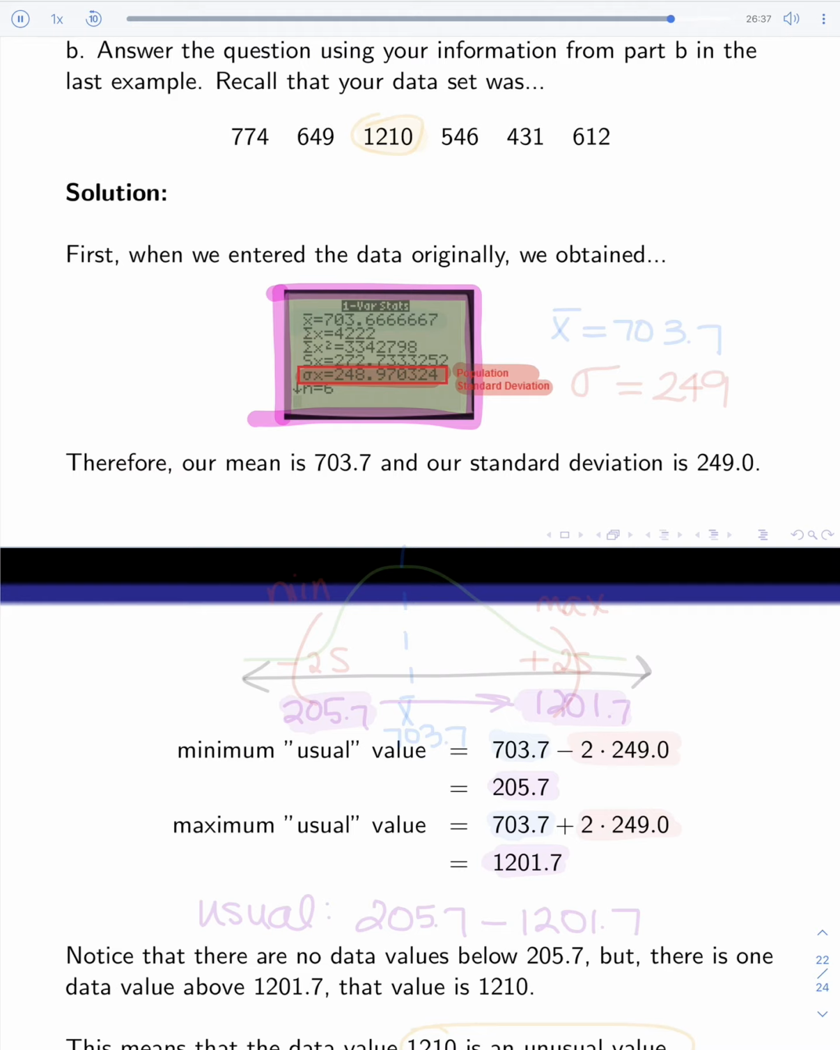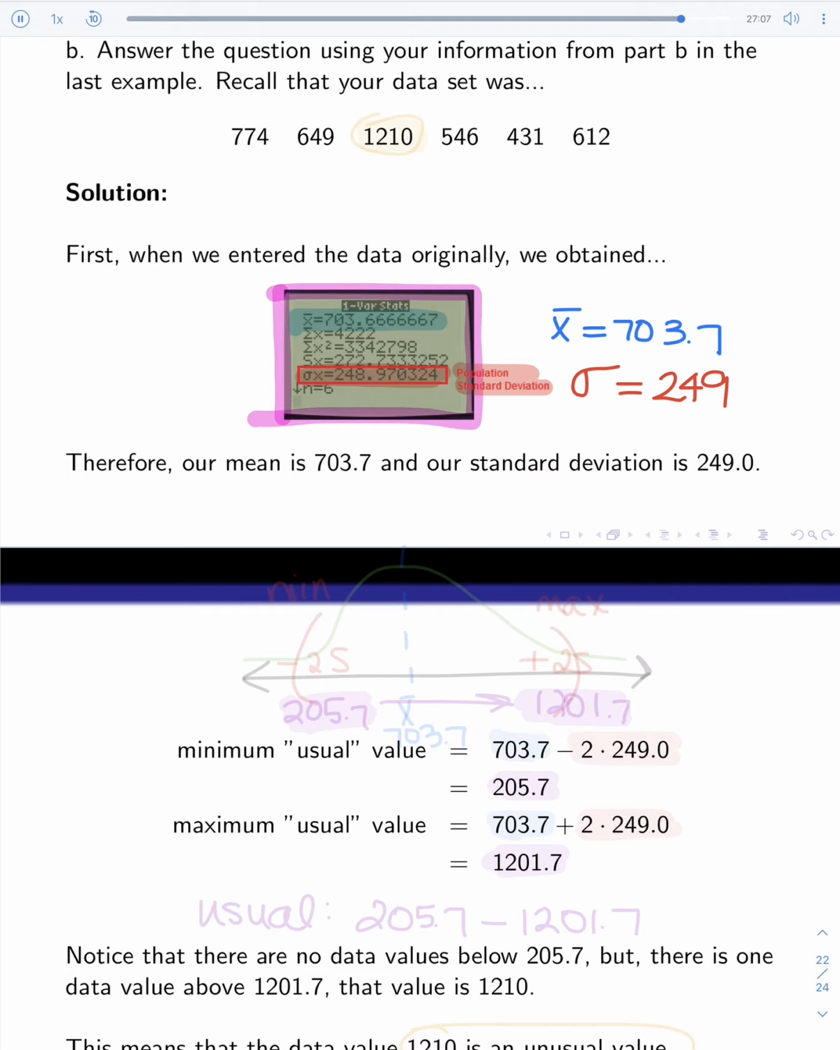We still need our mean, which is still 703.66 or 0.67. So we'll go ahead and round the mean to 703.7. And we'll use our standard deviation, our sigma, and we'll go ahead and round that. That rounds up to 249. And then we can do our picture just like before.